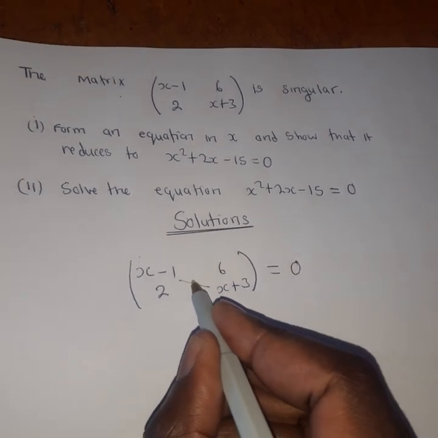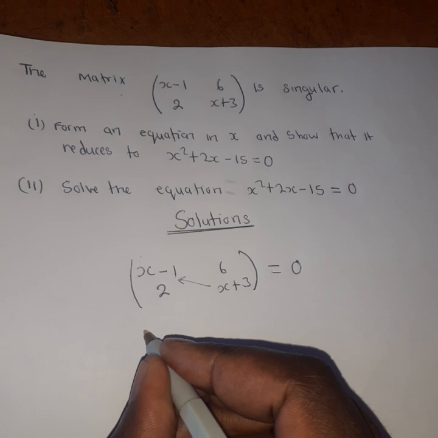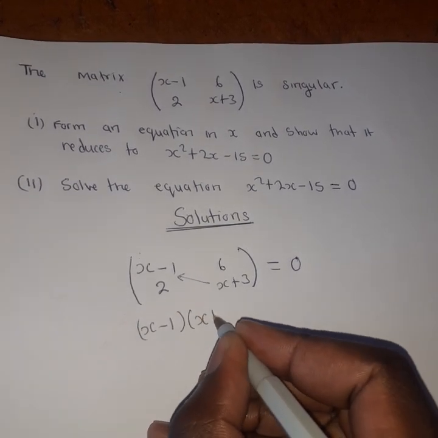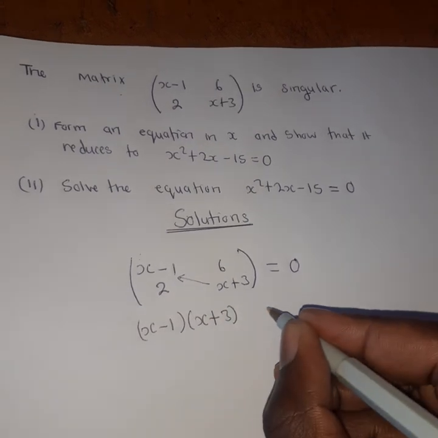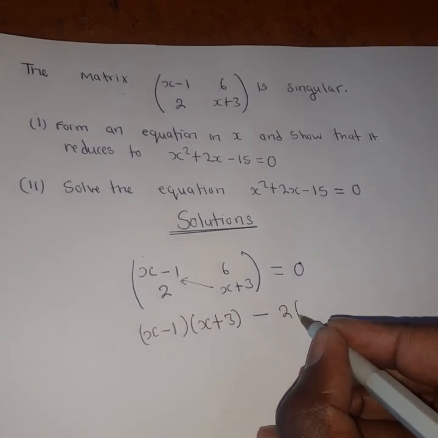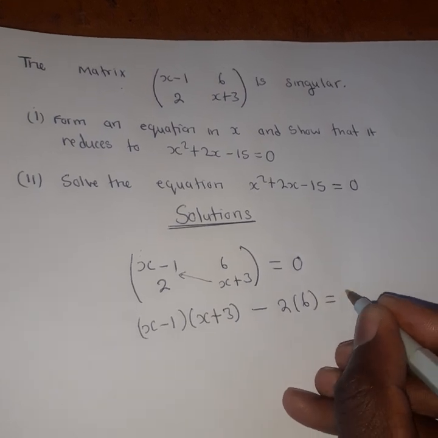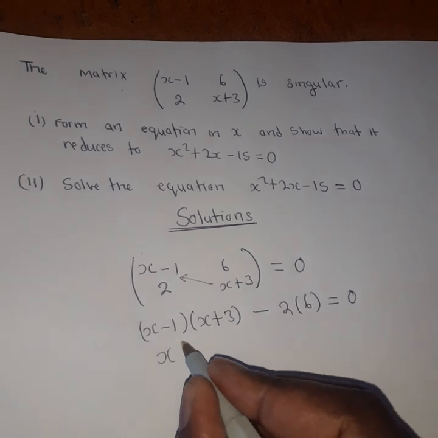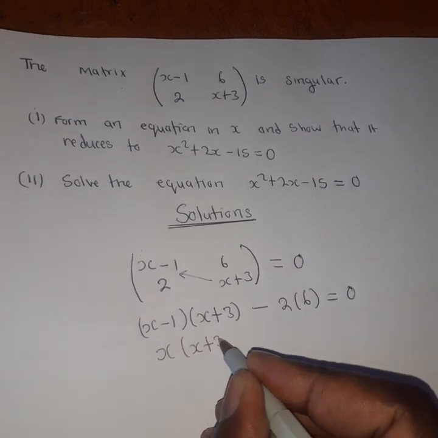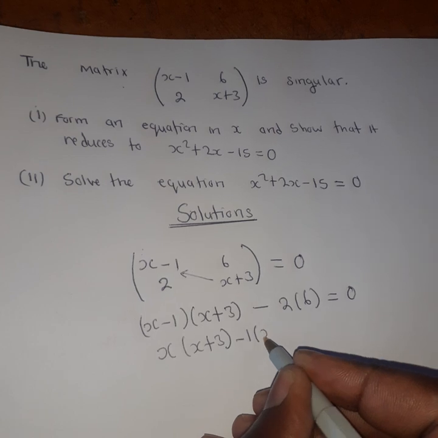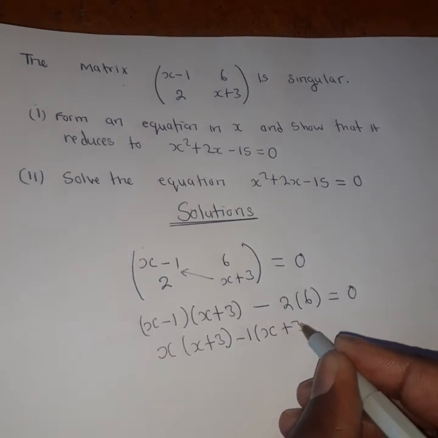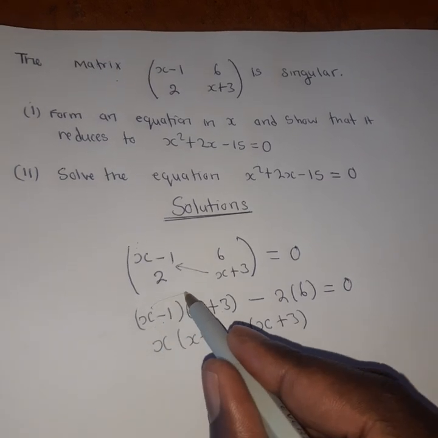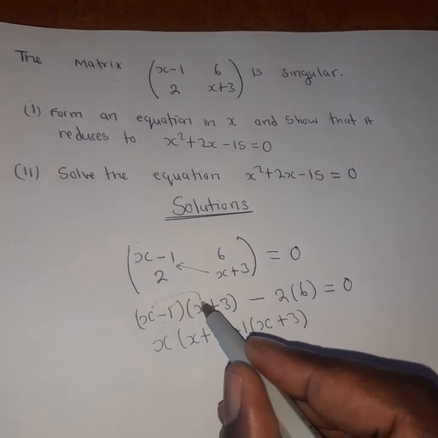So we're going to cross multiply: x minus 1 multiplied by x plus 3, minus 2 times 6 is equal to 0. So let's expand this bracket. The first bracket will multiply the second bracket. So x is going to multiply this whole bracket, then minus 1 is also going to multiply this other bracket.